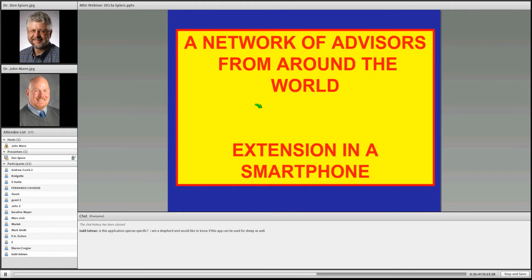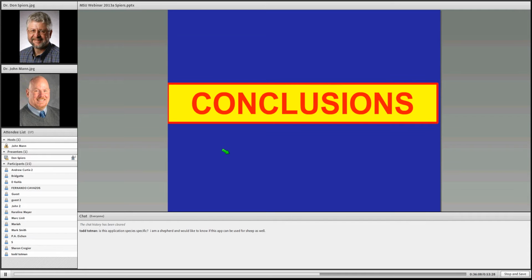So ultimately what we're trying to do is create a network of advisors from around the world. We have people in different parts of the world that are already interested in being a part of this and working with us, as well as in the United States, to essentially create an extension in a smartphone. I think it's one of the first times that we see in this type of application where we are linking to the producer and to the researcher to bring them all the up-to-date information that we possibly can get.